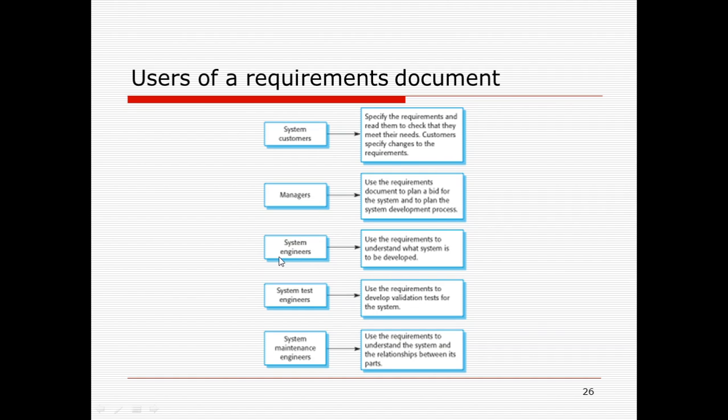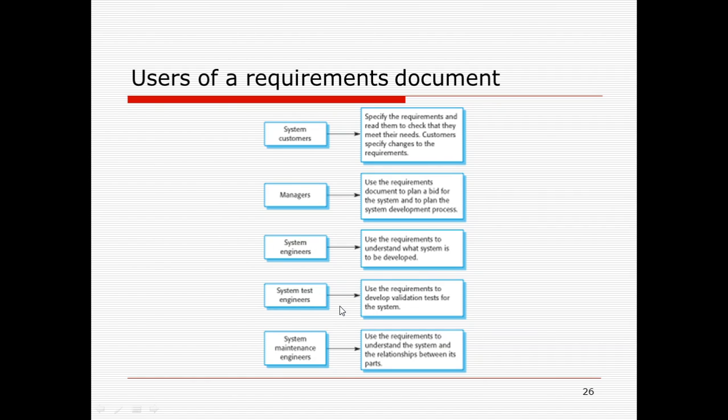Another set of people who use the requirement document is the system engineers. They use the requirement document to understand what system is to be developed. So basically, the technical people need to read this document to understand what they need to develop for the customers. They are the real developers who do the coding under the manager.